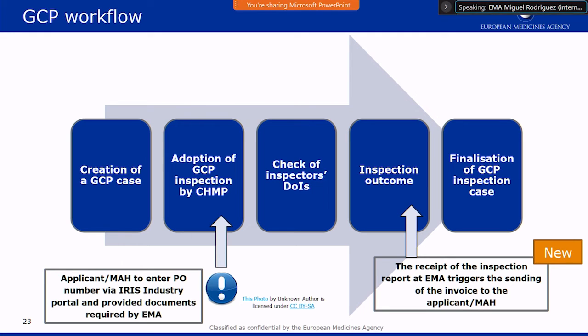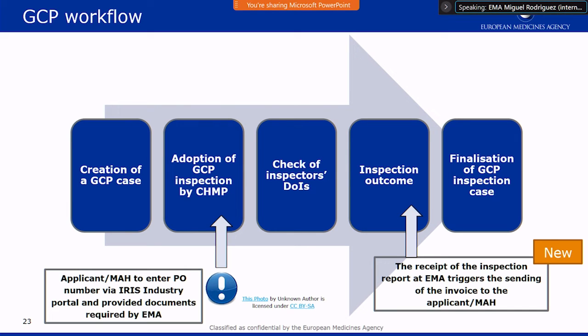So those are the PO number and some other documentation like the acceptance of the inspection and the permission for the MAH to receive the inspection report from the sponsor, if applicable. Those ones, they will go to EMA through IRIS. And the rest, the ones for the inspectors, they will need to go to the inspectors. And you can discuss with them how to receive it.